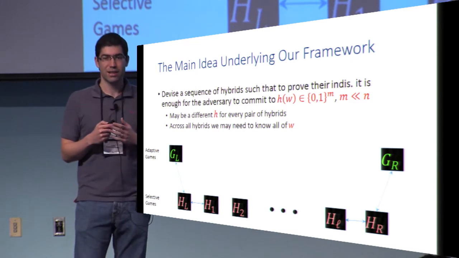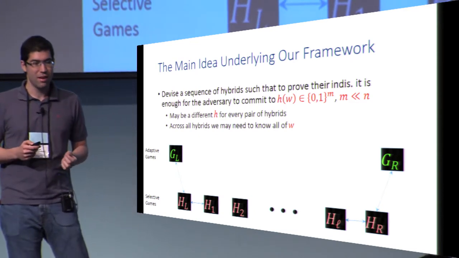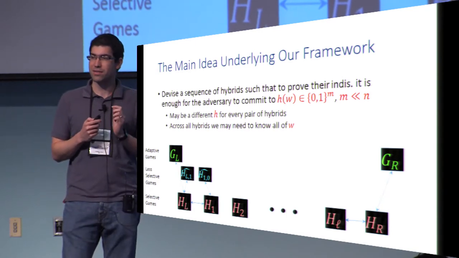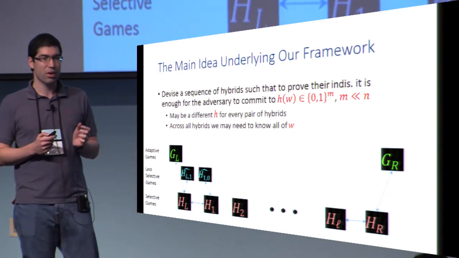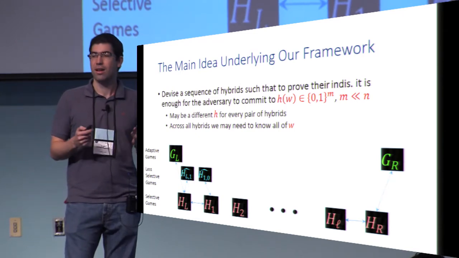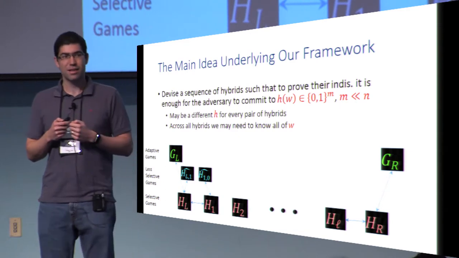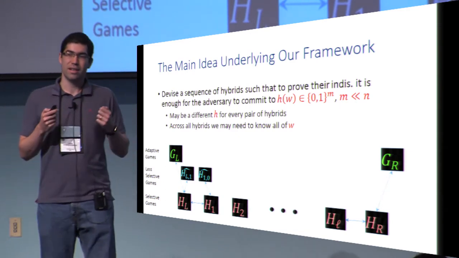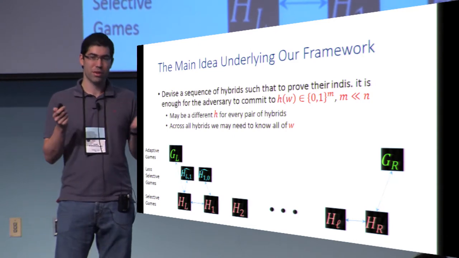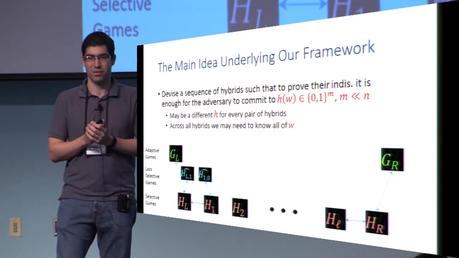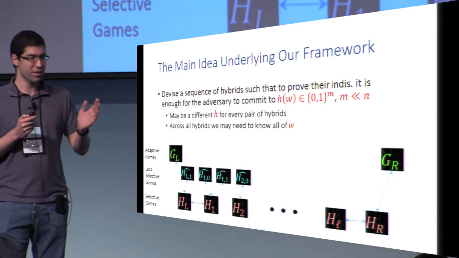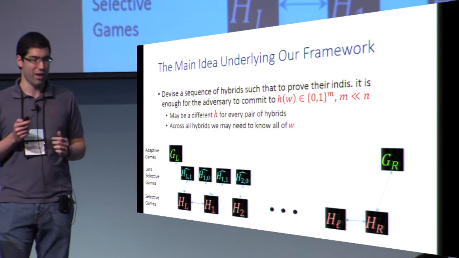Not only are they the selectivized versions of the adaptive games, but each two consecutive hybrids are the selectivized versions of something we call less selectivized games, which I symbolize by H hat. The property that these less selectivized games have is that in order to move from one to the consecutive one, you need to know fewer bits about the choices of the adversary. So that's the formalization. You can have a different pair for each two consecutive hybrids.